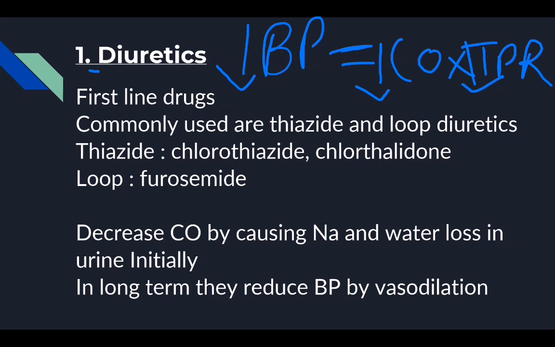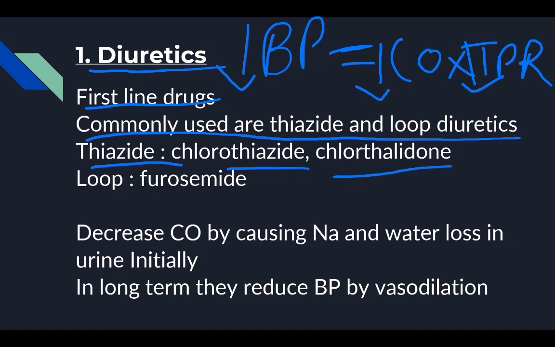So first drugs in this class are diuretics. These are first line drugs used in hypertension from mild to moderate hypertension. Commonly used diuretics are thiazide and loop diuretics. Thiazide diuretics include chlorothiazide and chlorthalidone. Loop diuretics are furosemide, commonly known as Lasix.